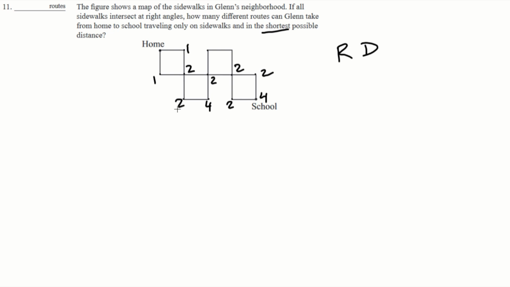Also, I just noticed that this 2 and 4 are actually meaningless, because he wants the shortest path possible. That means he wants to walk on this straight line over here. He would not go down and then right and then up, because this part is just a straight right and it's shorter. So there are only 4 different routes that Glenn can take from going from home to school.